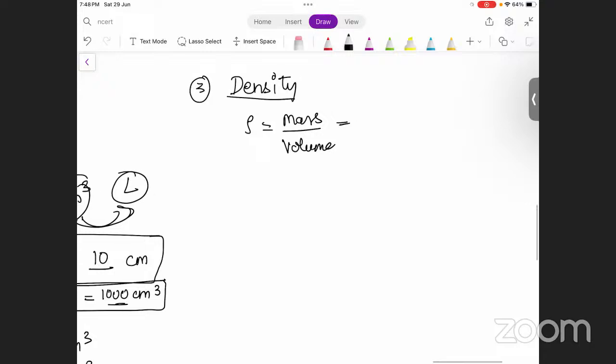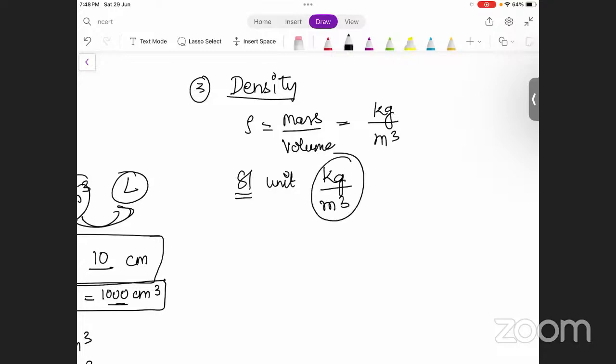The SI unit for mass is kg and for volume it is meter cube. So what is the SI unit for density? Kg per meter cube. Now here is your homework that you have to write, or else you can do it right now.